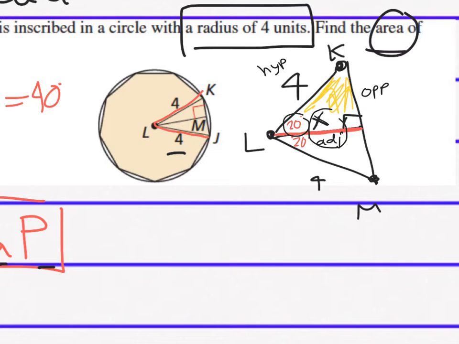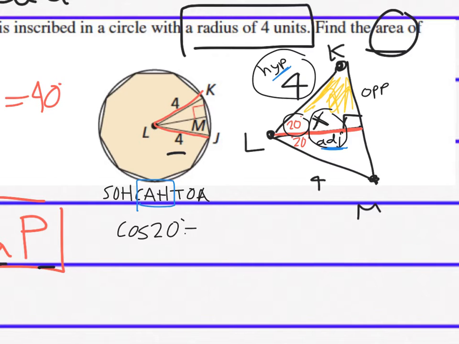So my goal is to find adjacent. I know hypotenuse. Adjacent and hypotenuse. Think back to SOHCAHTOA. Which of sine, cosine, tangent uses adjacent and hypotenuse, A and H? That should be cosine. So cosine of 20 degrees equals adjacent, X, over hypotenuse, 4. To solve for X, I have a fraction, which is division. To get rid of that, I multiply each side by 4. The 4's cancel, so I'm left with X.